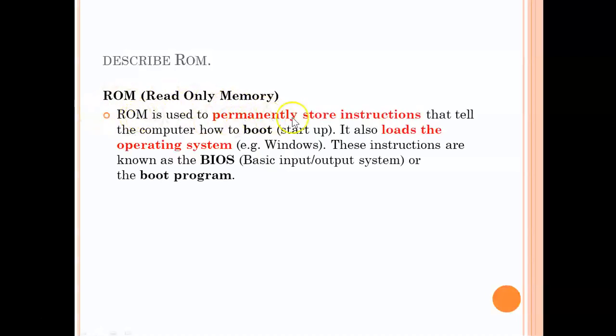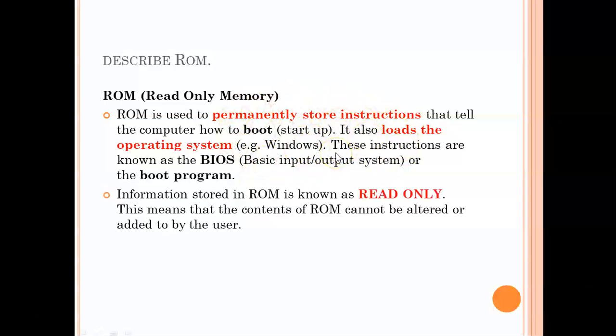The next one, describe ROM. ROM stands for read-only memory. ROM is used to permanently store instructions that tell the computer how to boot, so it stores the BIOS, the boot up program. It also loads the operating system, like your Windows, and these instructions are known as the BIOS, the basic input-output system, or the boot program. These are permanent programs stored in ROM, otherwise you can't start your computer up.